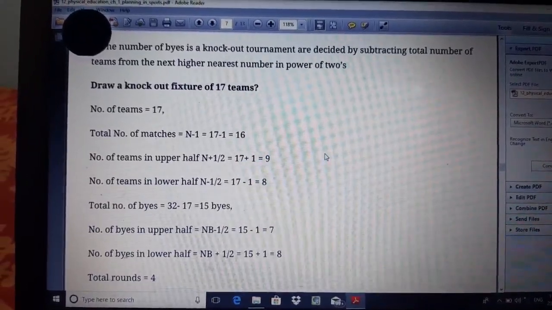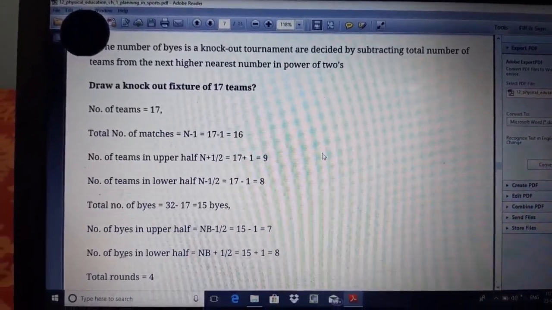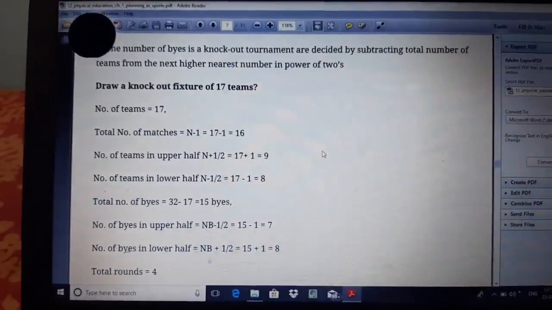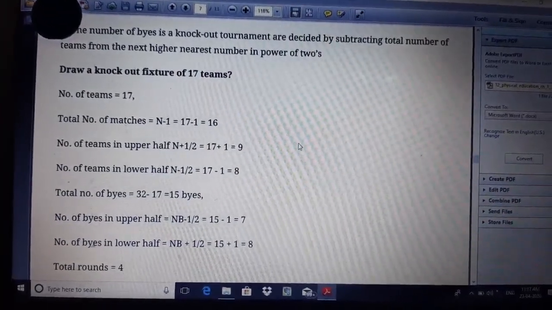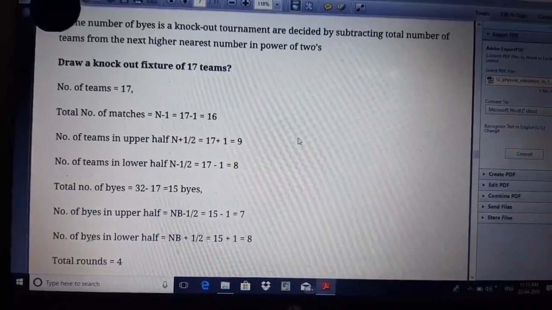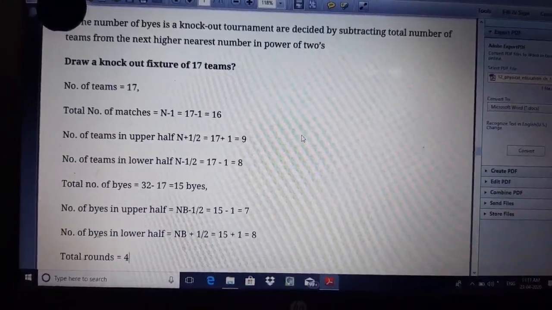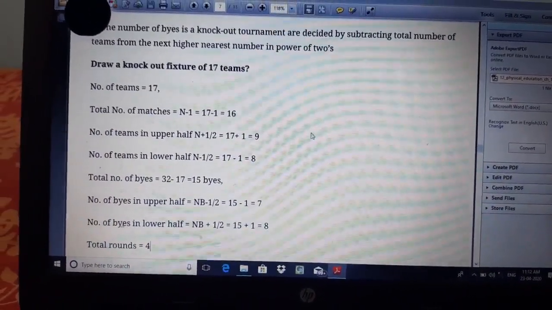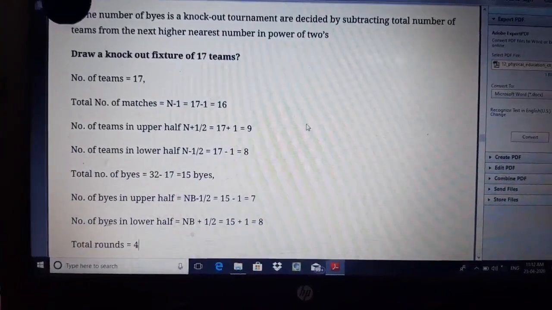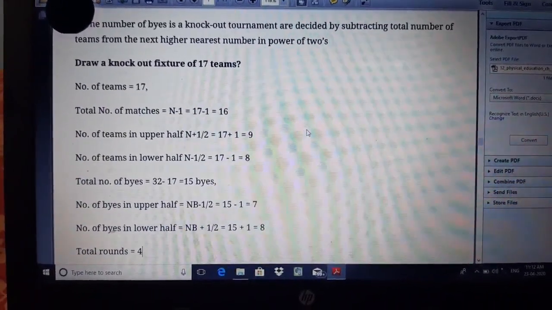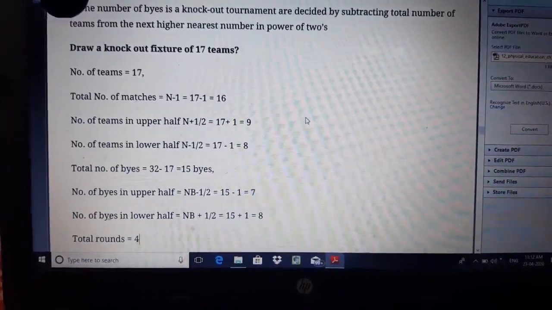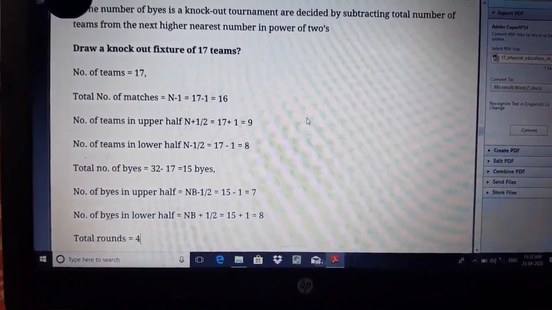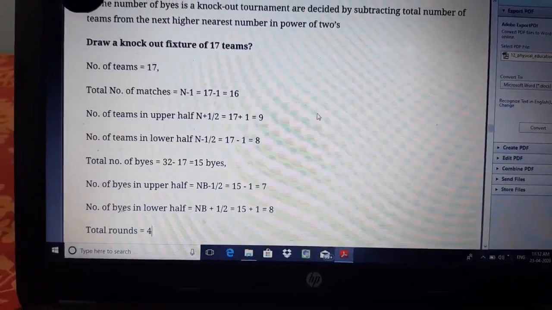So 15 byes. Now how will you segregate them, how many in the upper half and how many in the lower half? You just have to remember how you have given the number of teams for the upper half and lower half. You have to just reciprocate the formulas. There it was (n plus 1) upon 2 for the upper half. Now it becomes (nb minus 1), where nb stands for the number of byes. So the number of byes in the upper half is (nb minus 1) upon 2, that will give you 7. In the same way, the number of byes in the lower half is (nb plus 1) upon 2, that will give you 8. And the total number of rounds is 4, according to 32.